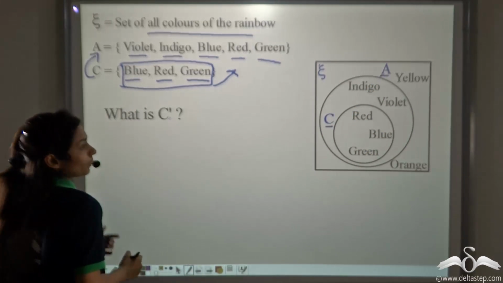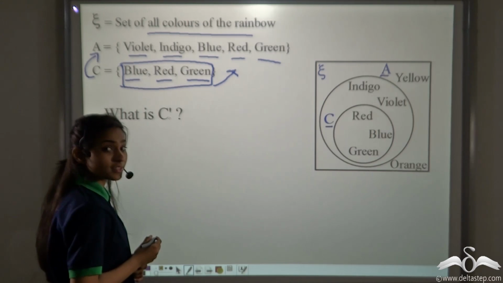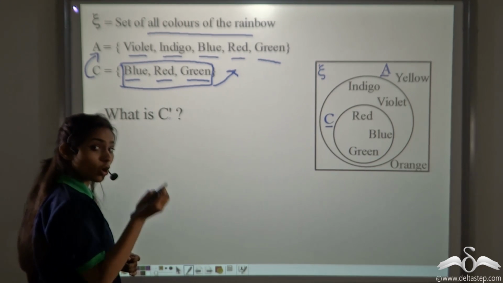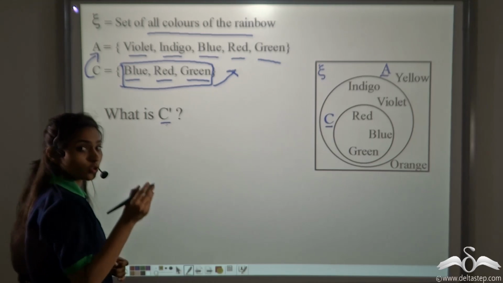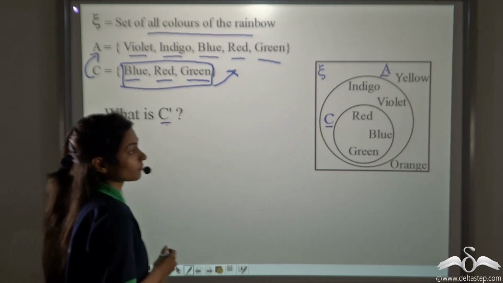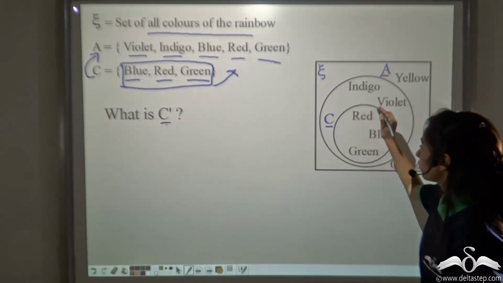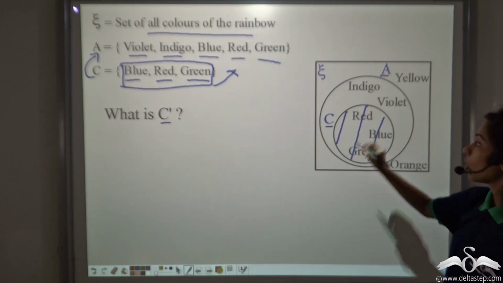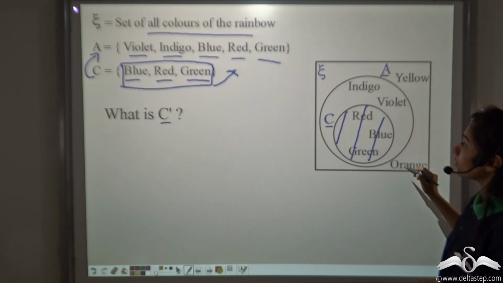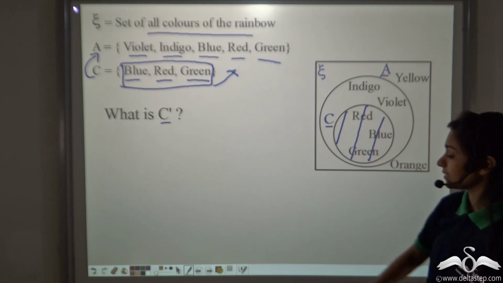Now what is C complement? What is a complement of a set? The set of elements which is not present in that set. C complement means elements not present in C. So ignore this. Now tell me which will be the elements which are not present in C.